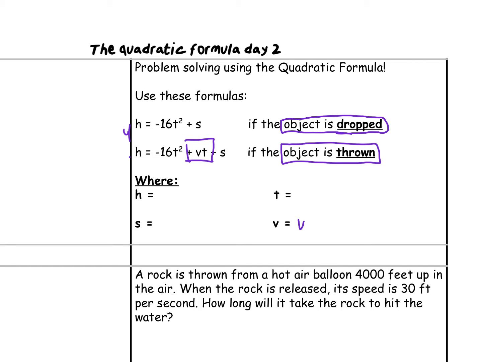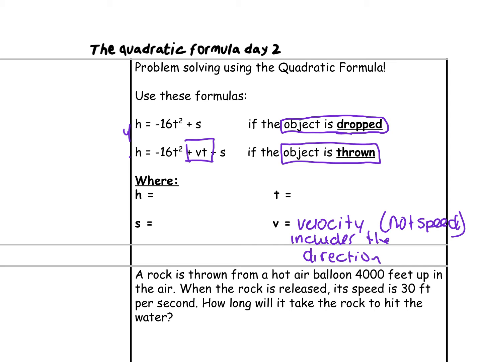So V is velocity. It is similar to speed, but it is not speed. It's a speed, but it includes the direction. So just like if you are driving backwards, your speed would still be positive, but the velocity would be negative, okay?